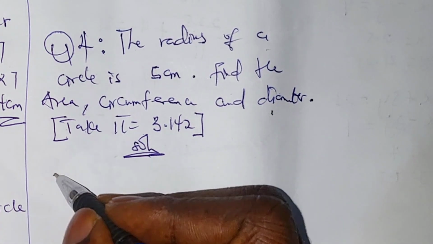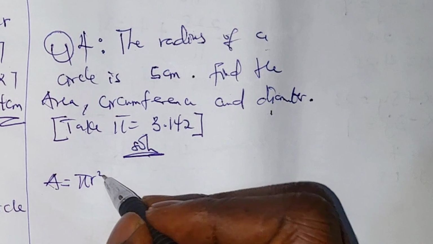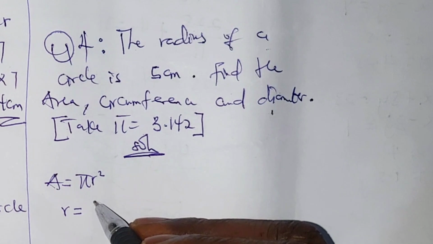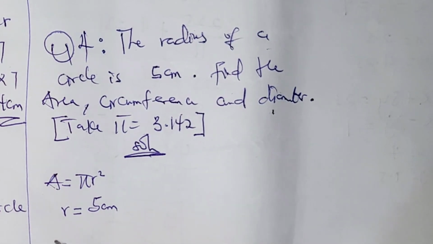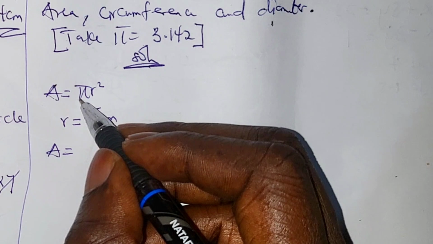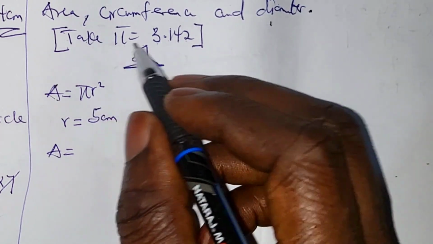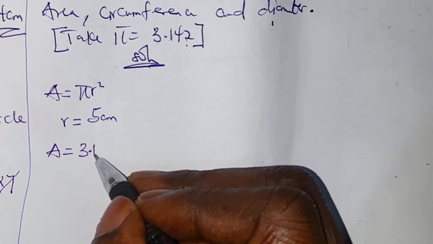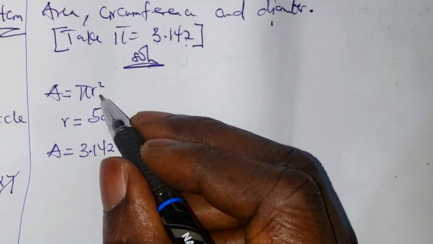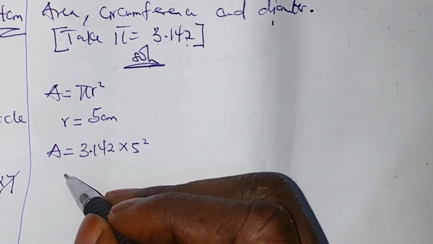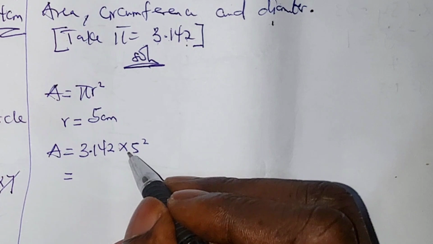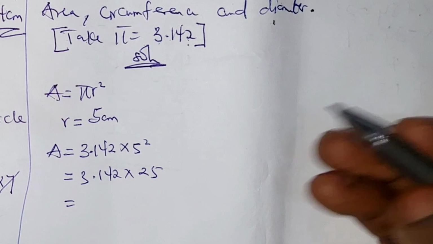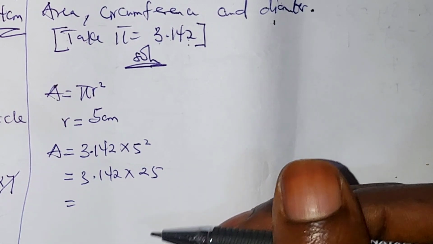So let's first find the area. We know that area is given by pi r squared, which I said you should memorize. From the question, we know that the radius is 5 centimeters, right? So all that we need to do is say area is equal to pi. Now, our pi is not 22 over 7, but 3.142. We should take pi to be 3.142, so you cannot just use any number. So we're going to use 3.142 multiplied by r squared, which is 5 squared. Now, my area is going to be 3.142 times 25.